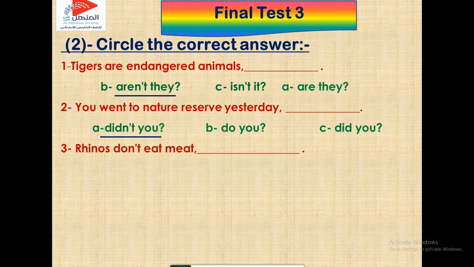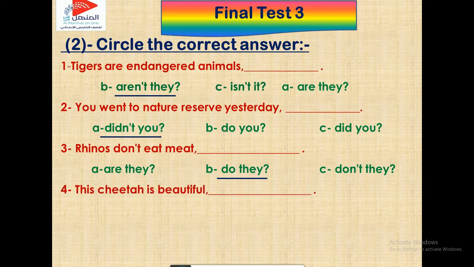So the answer would be: do they? Very good. Because the sentence is in the negative form, we have to use the question tag in the affirmative form, and we have to use a question mark at the end. Good job. I'm sure, guys, you're following up with me. Number four, this cheetah is beautiful.